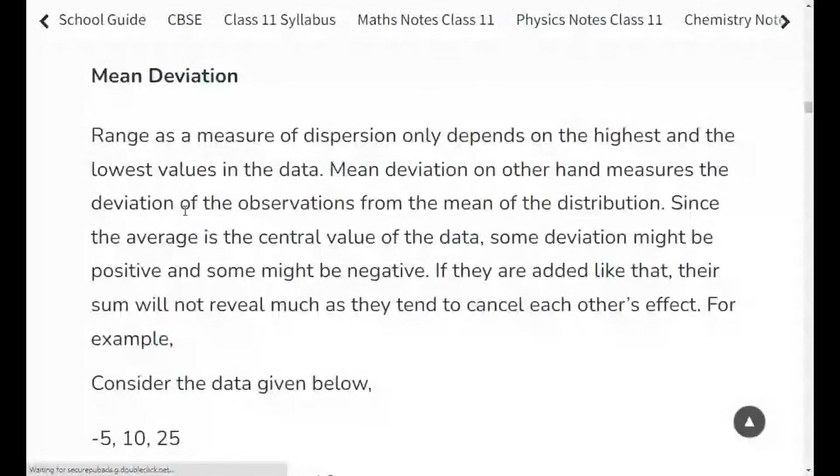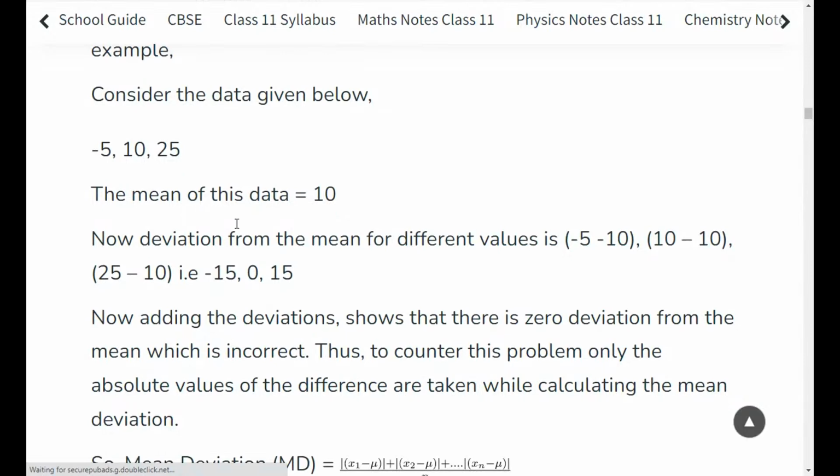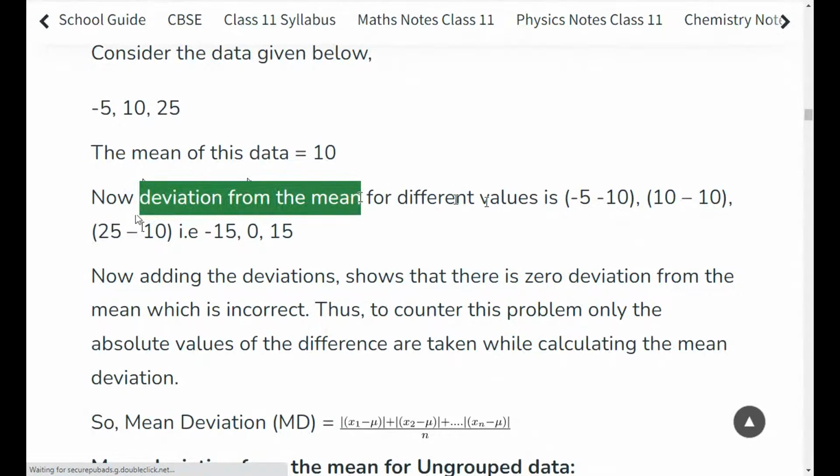Mean deviation. We have -5, 10, and 25. The mean of this data is 10. Is that right? Mean of the data is 10. Yes, 10. 30 by 3 is 10. Now the deviation from the mean for different values is -15, 0, and 15. The deviation from the mean for different values.